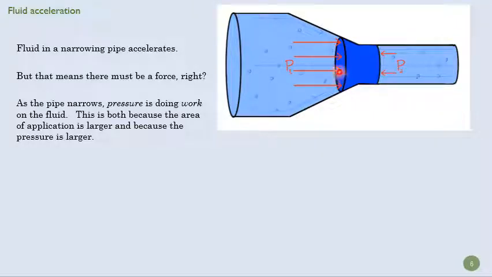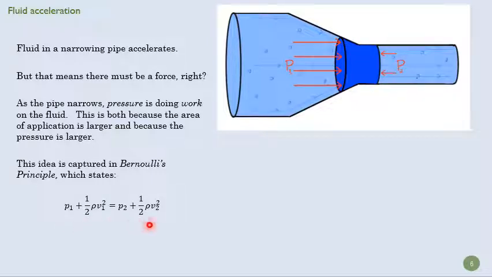This is both because the area here is larger than it is here, and because the pressure is larger than it is here. So we have a larger pressure in our wide space than we do in our narrow space. That doesn't seem particularly intuitive, but it's really crucial here. As our fluid speeds up, pressure is doing work on it, and it's transferring that pressure energy into velocity energy or kinetic energy.